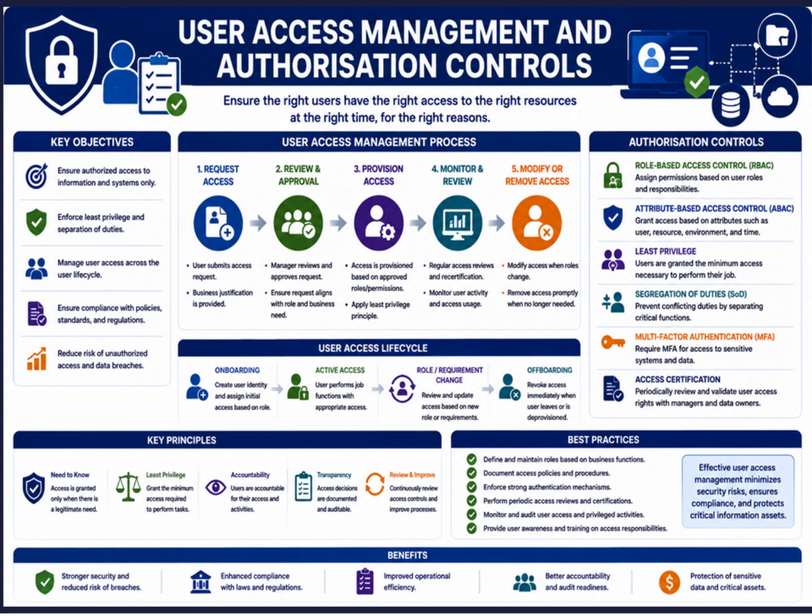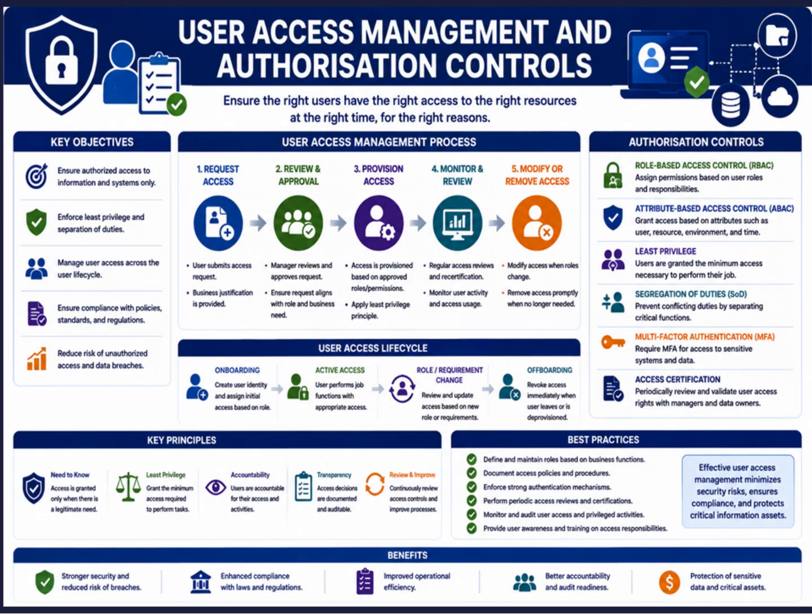Role-based access control, or RBAC, assigns permissions based on job roles and responsibilities. Attribute-based access control uses conditions such as location, device, time, or department to make access decisions. The principle of least privilege ensures users only receive the minimum access necessary to perform their duties. Segregation of duties is another important concept.